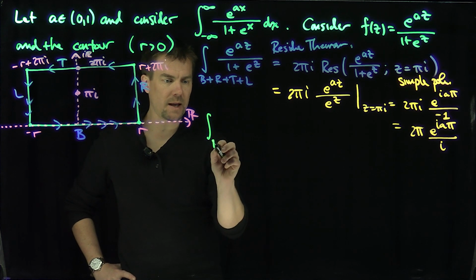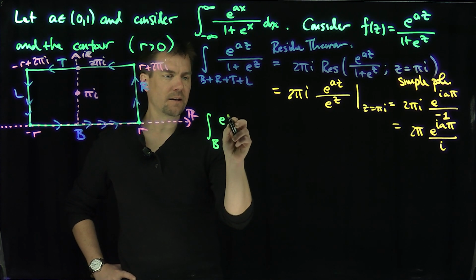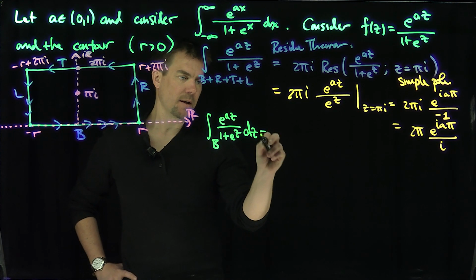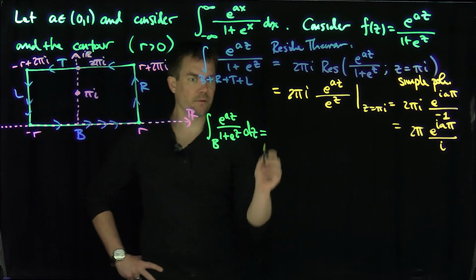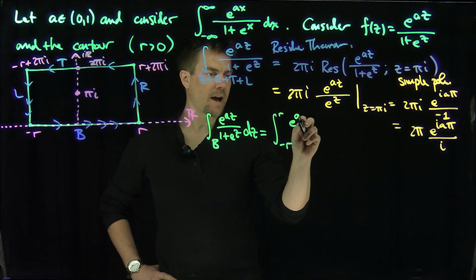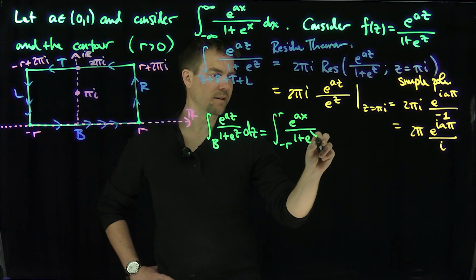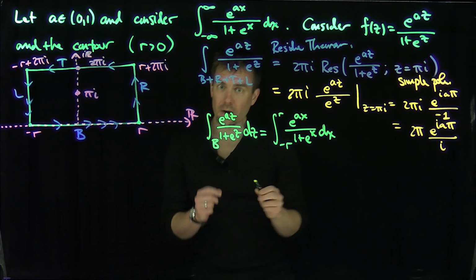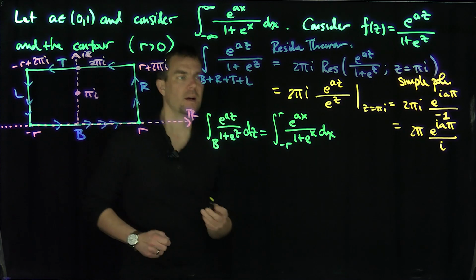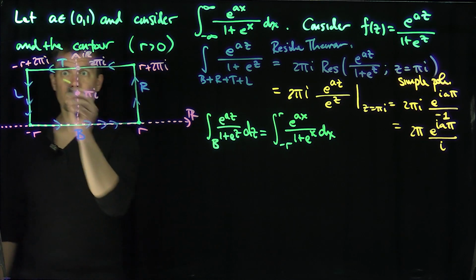The integral over b of e to the a z over 1 plus e to the z dz is equal to what? The integral over the bottom is just the integral from negative r to r of e to the ax over 1 plus e to the x dx. So as r goes to infinity, this converges to what we want. Great. Okay. Let's next do the integral over the top.